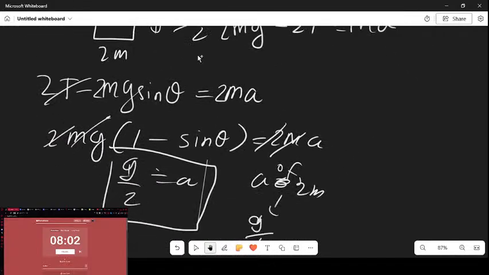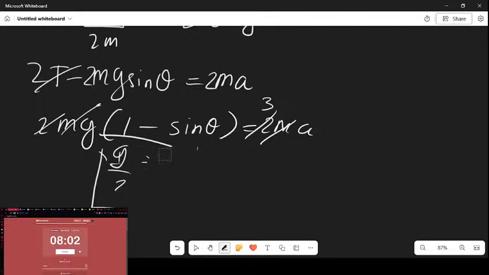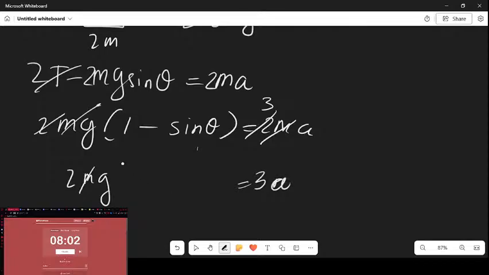Oh, wait. How can we be so dumb? It's actually 3. Okay, it's 3. Yeah, anyway, I knew it. Okay, 2mg is cancelled, and this is 3 by 2, so g by 3 is the acceleration.